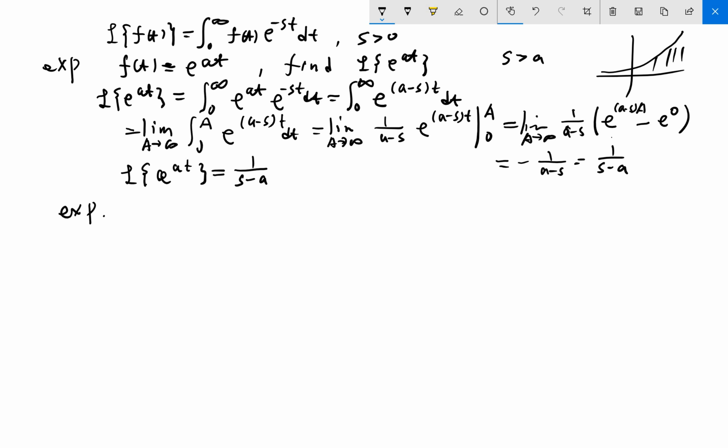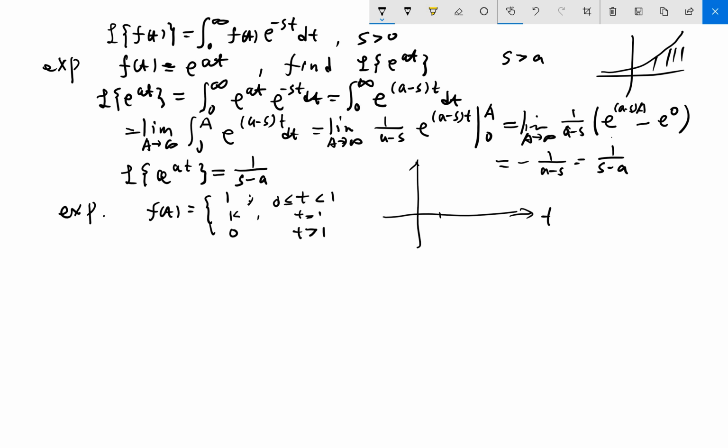In this example, f(t) is like this: f(t) equal to 1 if t is between 0 and 1. If t equals 1, it equals k. If t is bigger than 1, it gives you 0. Okay, this function looks like this. Here's t, say here's 1.